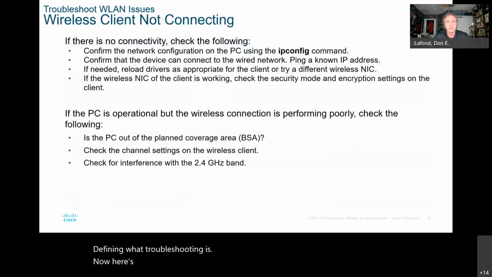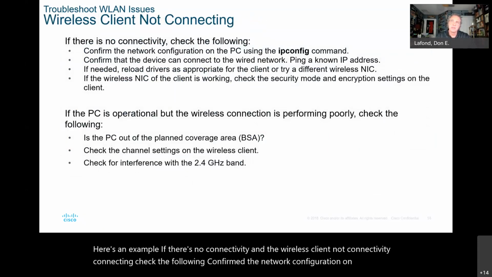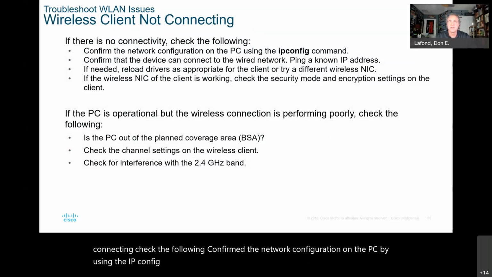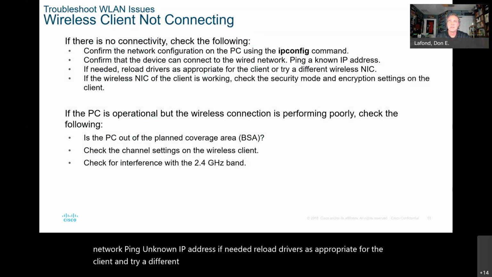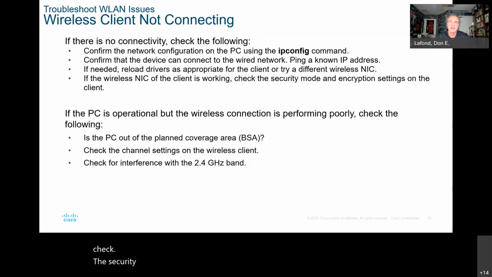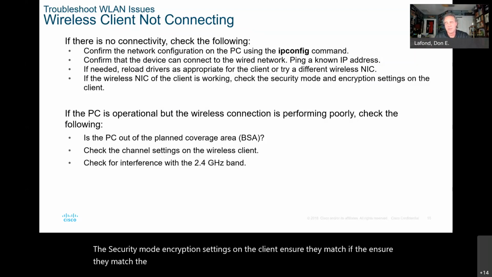Now, here's an example. If there's no connectivity and the wireless client is not connecting, check the following. Confirm the network configuration on the PC by using the ipconfig command. Confirm that the device can connect to a wireless network. Ping a known IP address. If needed, reload drivers as appropriate for the client and try a different wireless NIC. If the wireless NIC of the client is working, check the security mode and encryption settings on the client. Ensure they match the server, wireless controller, whatever you're connecting to.